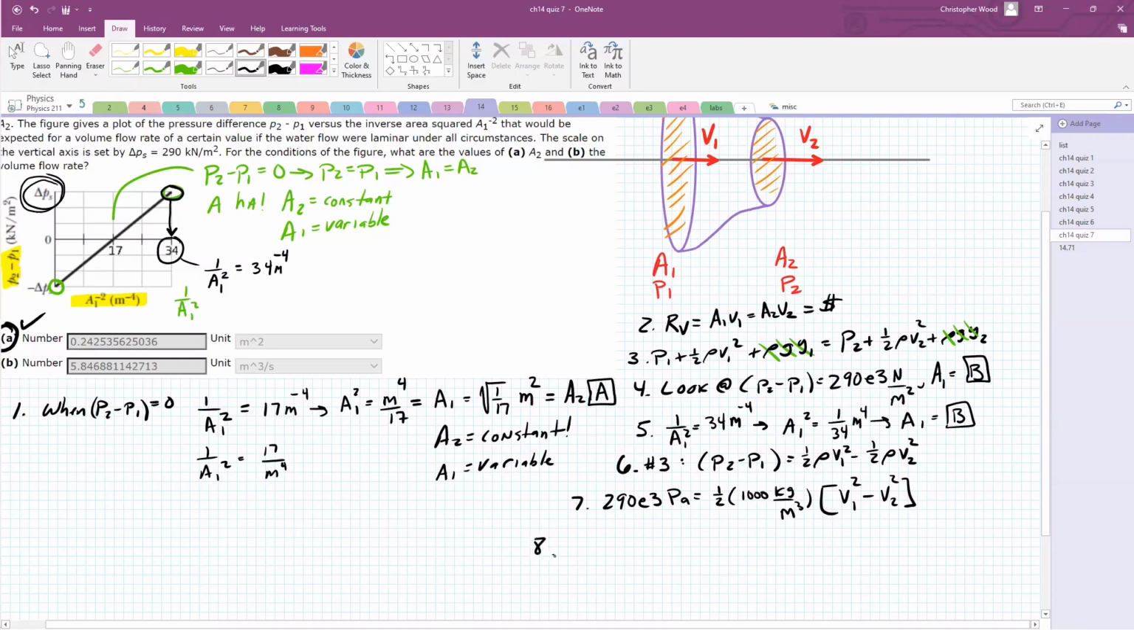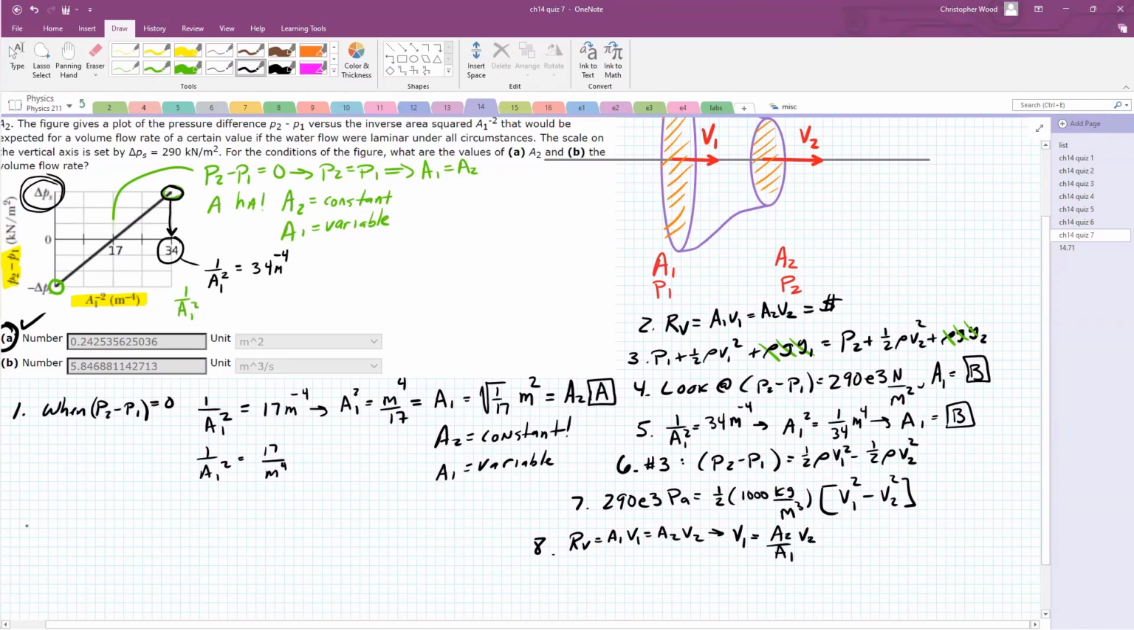Number 8. Here goes. I'm going to do the old volume flow rate: A1 V1 equals A2 V2. So this is what I'm going to do with continuity, specifically volume flow rate continuity. I am going to say V1 equals A2 all over A1 times V2. So number 8 gives me that substitution I can use for V1. V1 equals A2 V2 over A1. Okay.